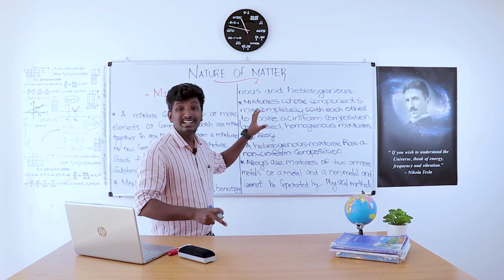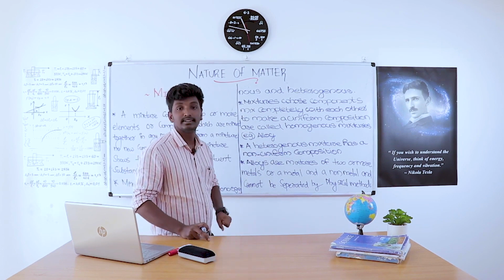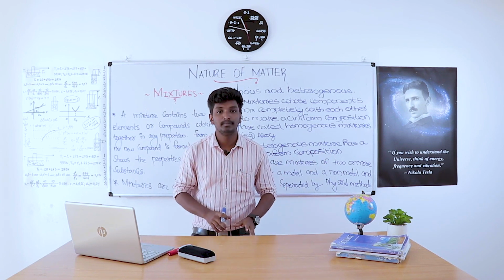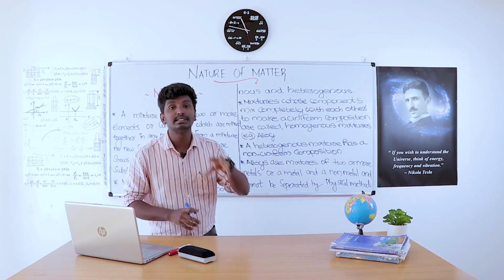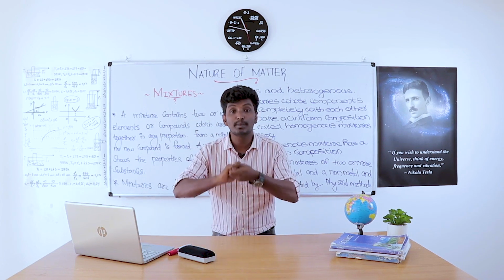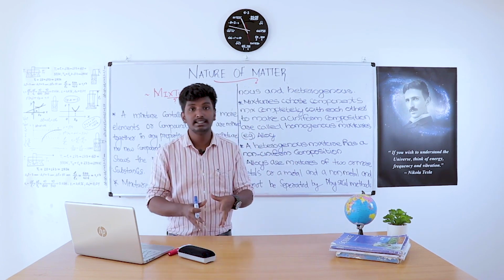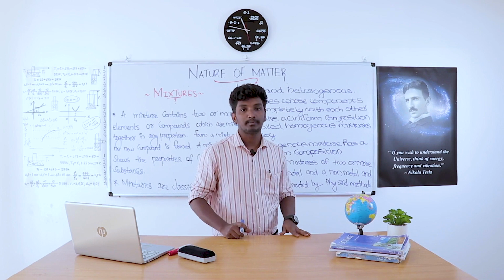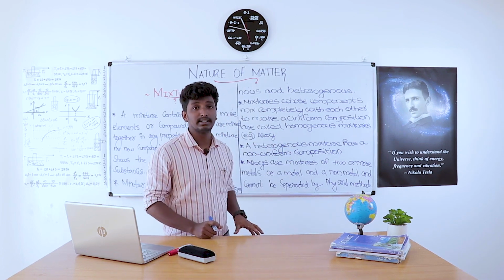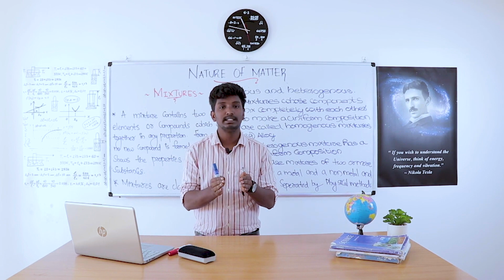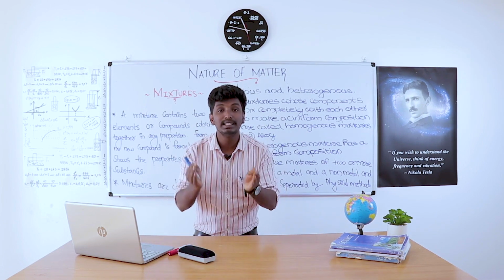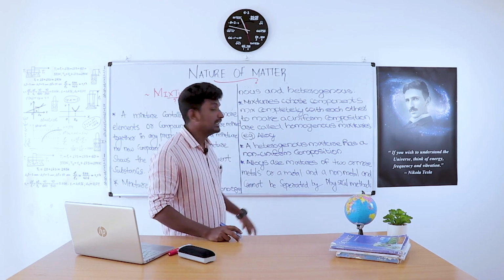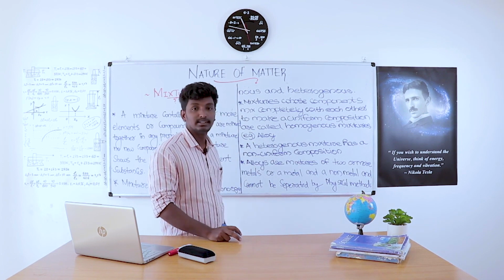Heterogeneous is a mixture with a non-uniform composition. Here the composition is not uniform. That means the constituent substances did not mix completely. If they mix completely all together, then it forms a uniform composition. But in a heterogeneous mixture, the constituent substances do not mix completely with each other, so it has a non-uniform composition.